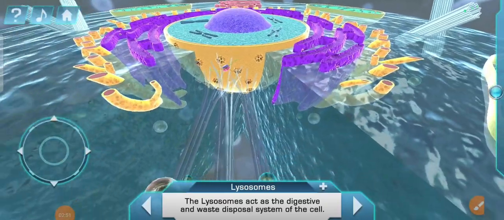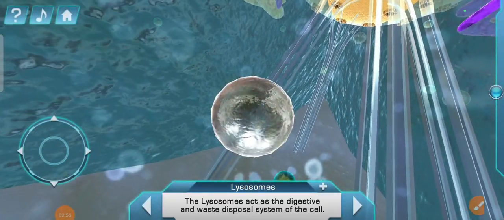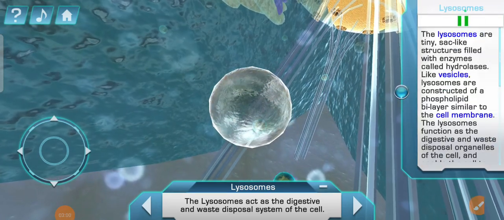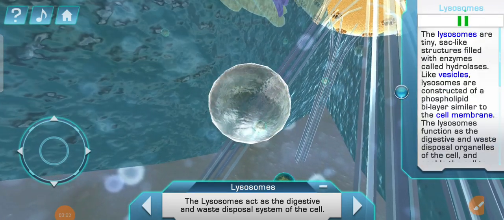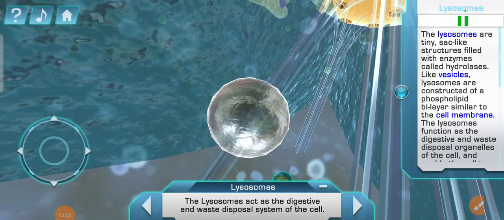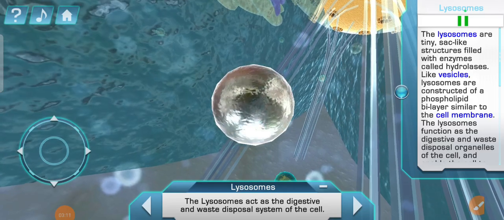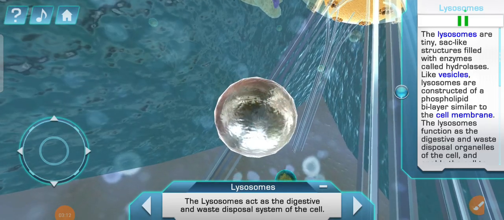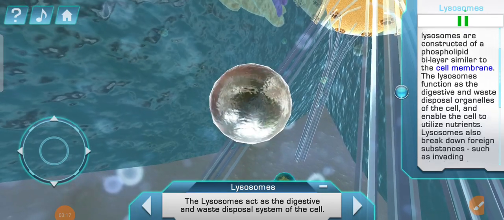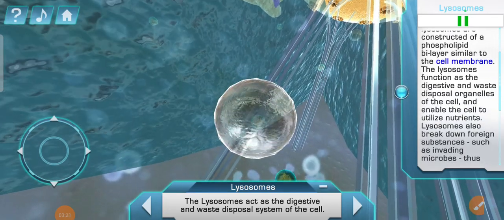The next structure is lysosomes. Lysosomes act as the digestive and waste disposal system of the cell. The lysosomes are tiny sac-like structures filled with hydrolytic enzymes, like a vesicle. Lysosomes are constructed of a phospholipid bilayer similar to the cell membrane. The lysosomes function as the digestive and waste disposal organelle of the cell and enable the cell to utilize nutrients.